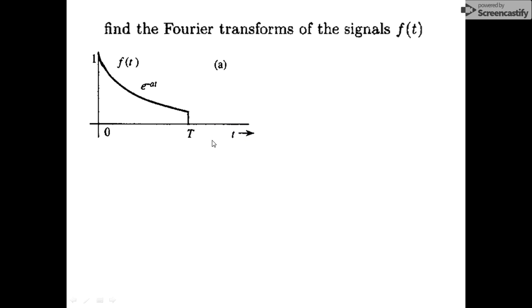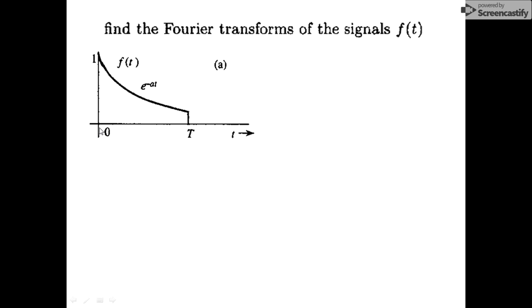This is f of t, t means time, and it is defined as e to the power minus at from t equal to 0 to t equal to capital T, and from t equal to capital T to t equal to infinity, the value of f of t is 0. Similarly, from minus infinity to t equal to 0, the value of f of t is 0. You have to calculate the Fourier transformation of this signal.